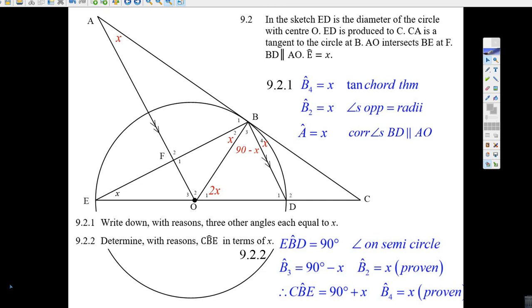Okay, let's try question 9, geometry. It's a little bit more challenging. Let's try maybe the first 3 questions. We'll see how it goes.